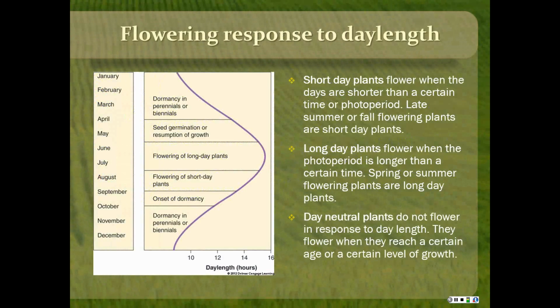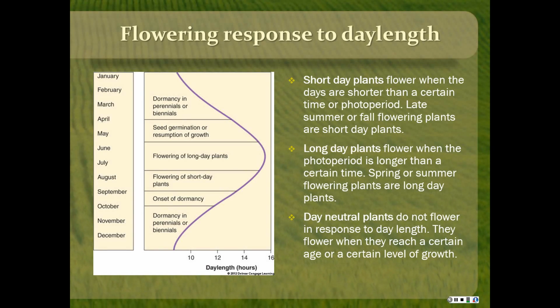And plants have different flowering responses to day length, the amount of light or the amount of darkness in the day. And the little chart here, which is from your book, just shows the difference in different plants, and different stages, basically the influence of day length. And so there are some plants that are called short day plants, and they flower when the days have become shorter than a certain time or photoperiod.